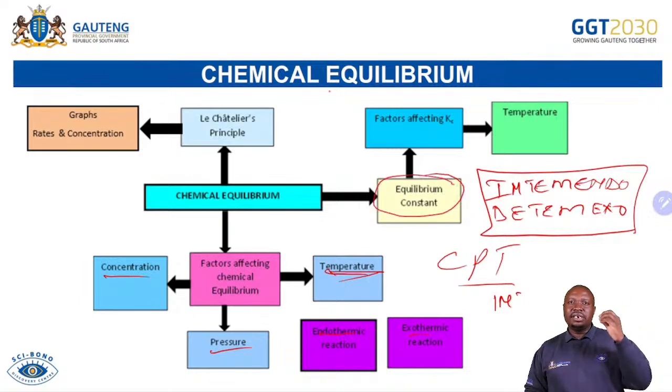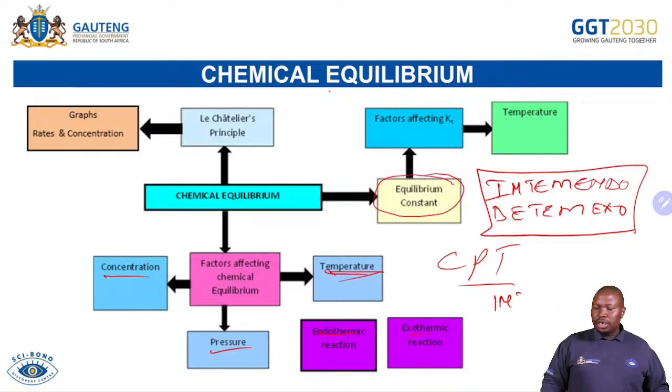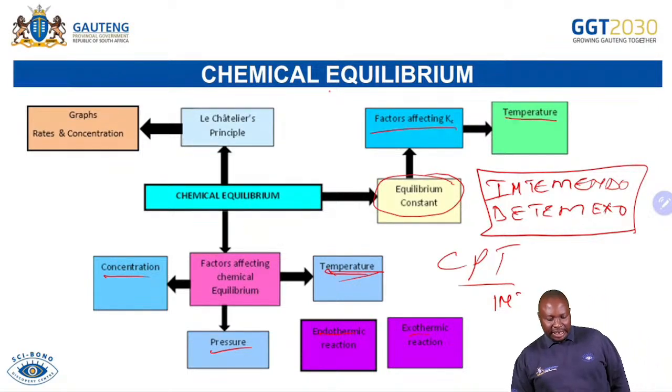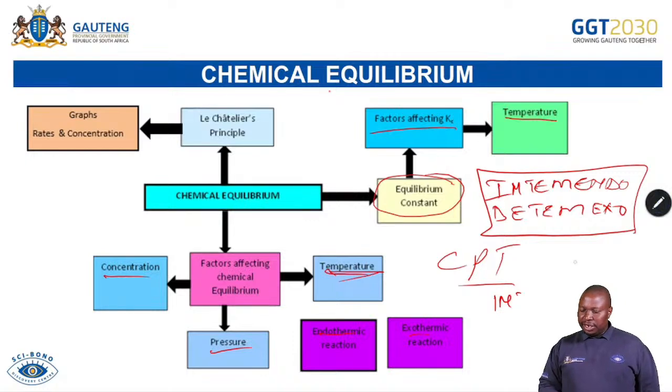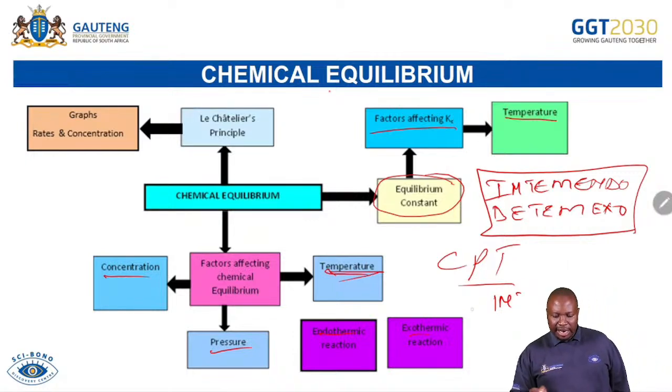Remember the Kc expression, we're saying you will only include gases and aqueous solutions. Because the concentration of solids and liquids remains constant, they have a concentration of 1, hence you won't include them. Now, the factor affecting the equilibrium constant is only temperature. Factors affecting chemical equilibrium are 3 of them: concentration, pressure, and temperature.